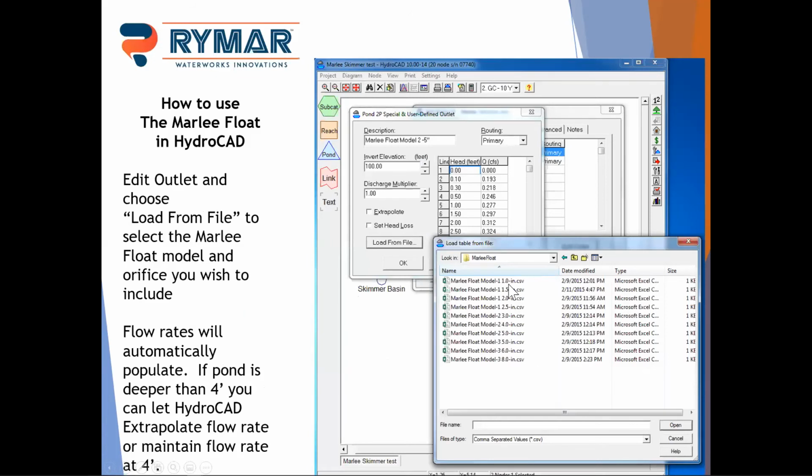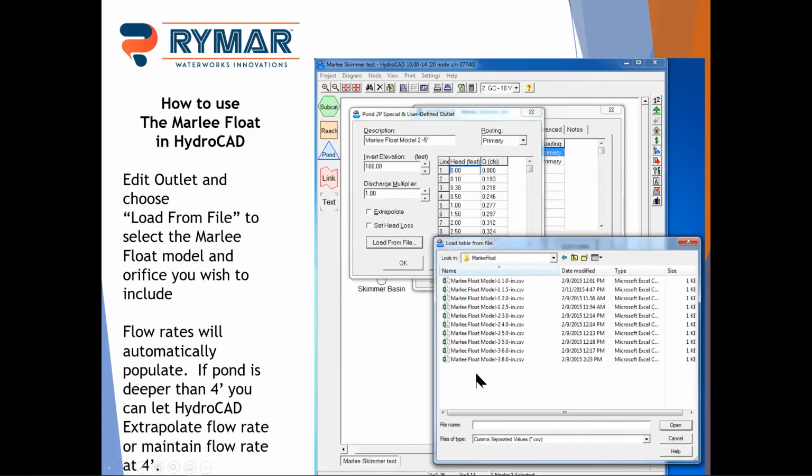When you do that, it'll pull up a list of proprietary products, and Marley Float is one of them. Now, these are currently our older models, which we're going to talk about in just a few minutes, but the newer models will be added soon. You just pick the one you want to try, and it'll plug it all in for you. It's got a button where it can extrapolate above 4 feet if needed. So it does the math for you, which makes it nice and easy.